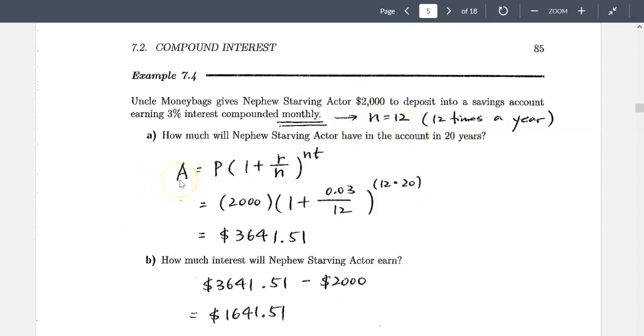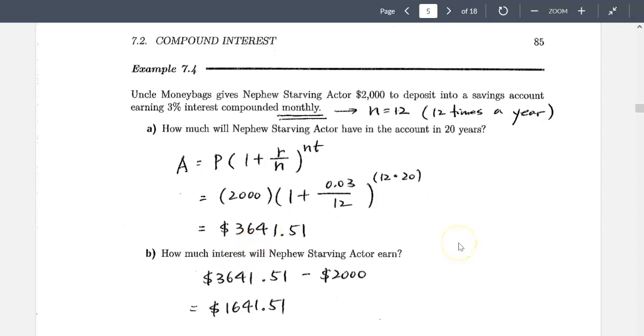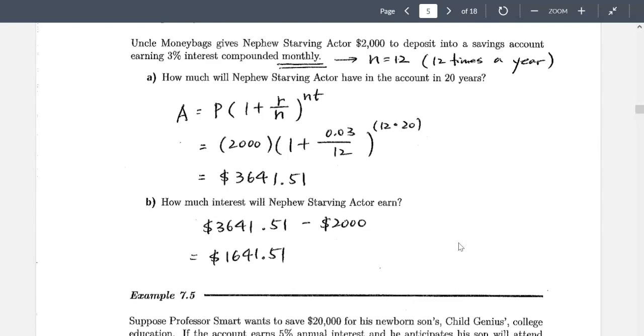So how much money would you get after 20 years? A equals the principal, the $2,000 we deposited, times parentheses 1 plus 0.03, that's R, divided by 12, and to the power of parentheses 12 times 20. 12 is how many times it's compounded per year, and T is the years, 20 years. When you punch all this in the calculator, you should get $3,641.51.